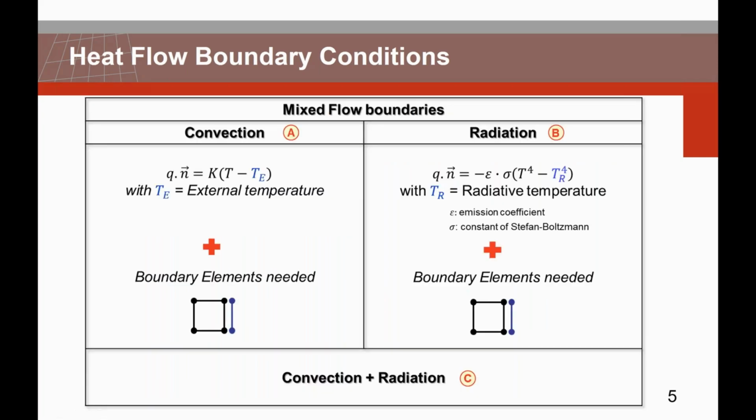Regarding the mixed boundary condition, you may consider three types, let's say: the convection only, which is case A, the radiation only, which is case B, or convection plus radiation, which is case C. And in these three cases, you will need to make use of boundary elements, which will come on top of your structural element. Let's go through these three cases A, B, C.